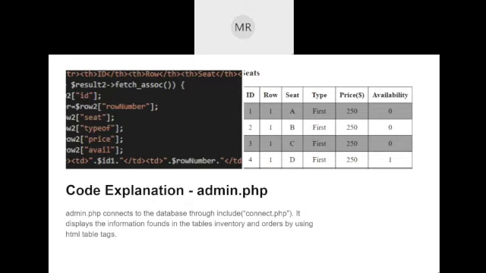admin.php, we have used many functions in that. First, let me explain what is admin.php. It displays the information found in the tables, inventory, and order by using HTML tags. So you can basically see it as ID, row, seat, type, price, and availability. That's basically what we have given, and we have used SQL to results row and row numbers. So those are the ones which we used for displaying this table.